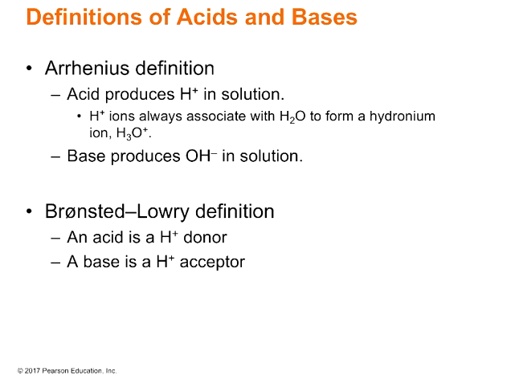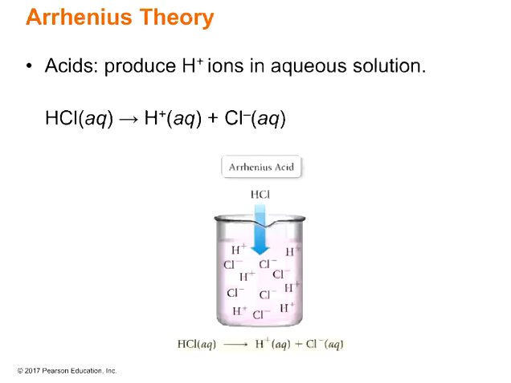Now the Bronsted-Lowry definition is another way to describe acids and bases, and in this definition it's a little bit different. An acid donates hydrogen ions and a base accepts hydrogen ions. So let's dive a little bit deeper into these definitions. So we'll start with the Arrhenius theory.